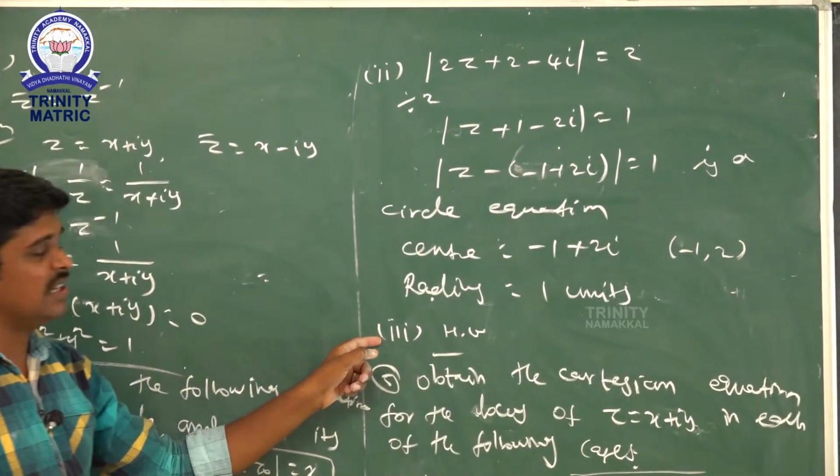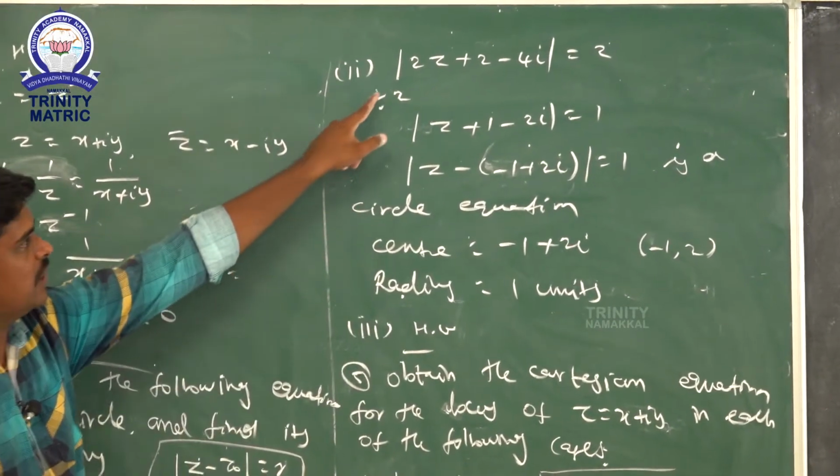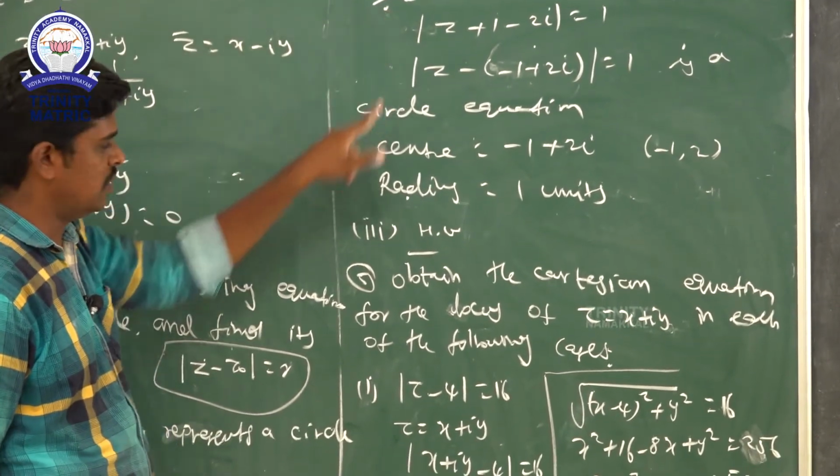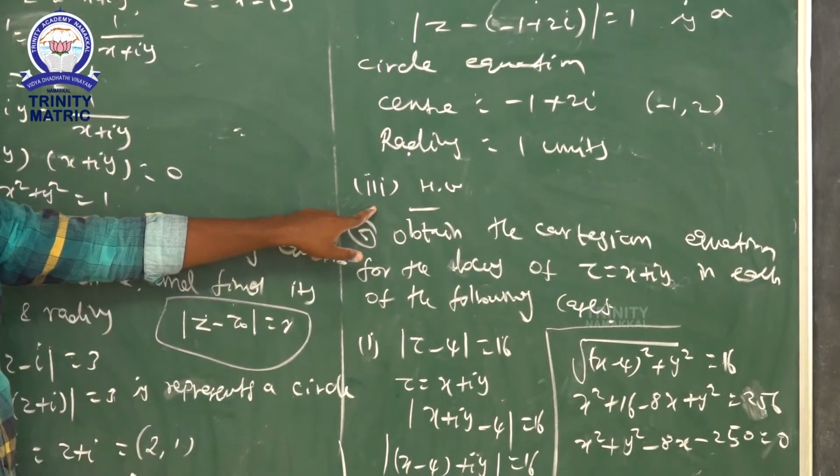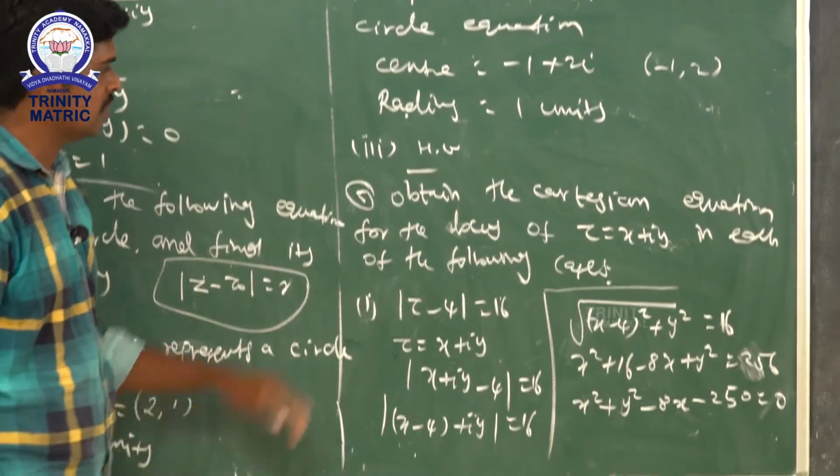Here the third question has 3z. Same type: as with 2z we divided by 2, in the third question there is 3z, so divide by 3, then collect the remaining terms and write. This is a homework sum.